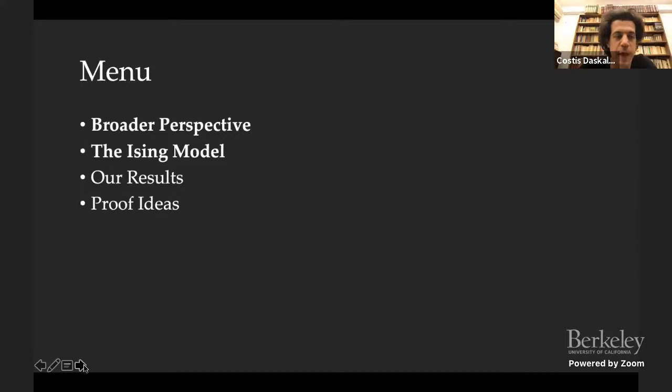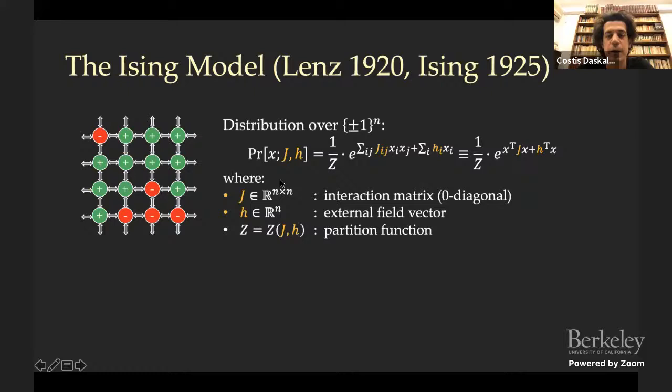Jumping into the Ising model, I hope you've all seen it. It's a classical model from statistical physics, which samples a vector over the Boolean hypercube according to a log density that is basically a quadratic form. So maybe the simplest way to look at it is what's written here. The log density is just a quadratic form where J is an interaction matrix, it's n by n, and H is a vector of what are called external fields. So Z is whatever you need so that this is a density.